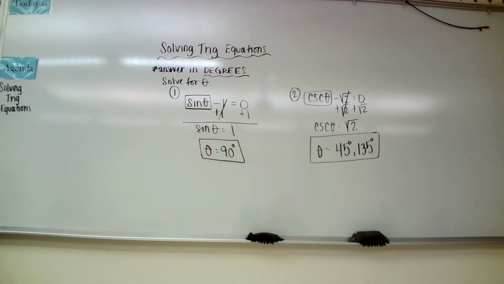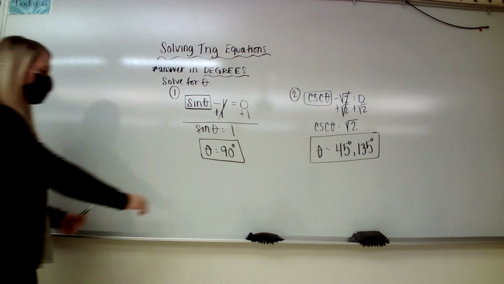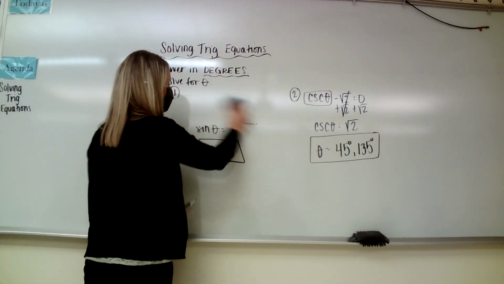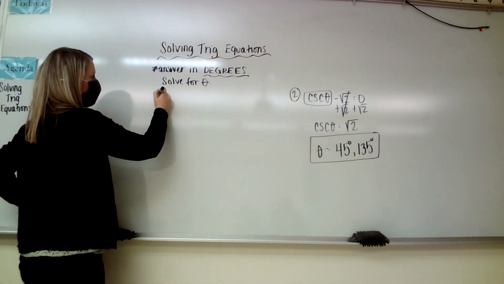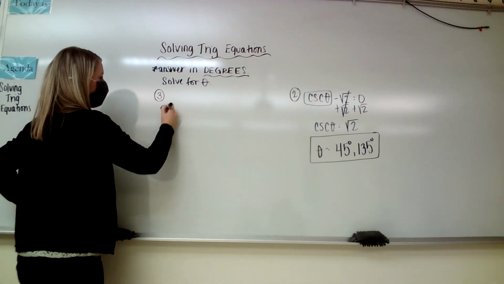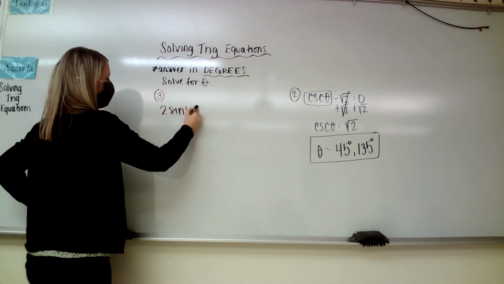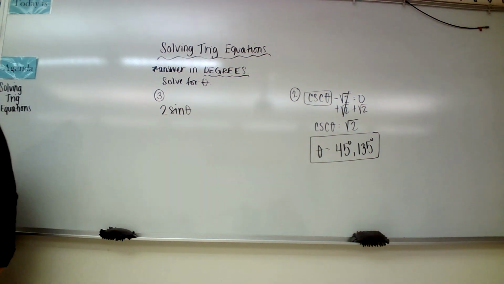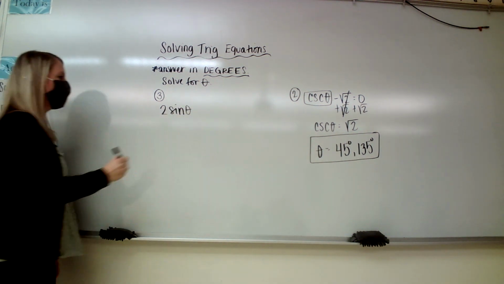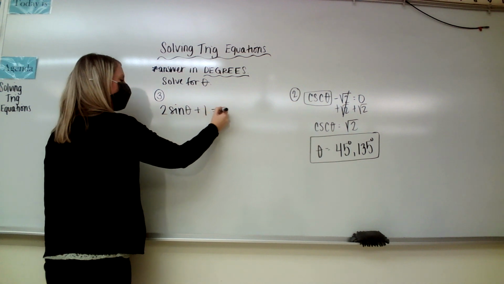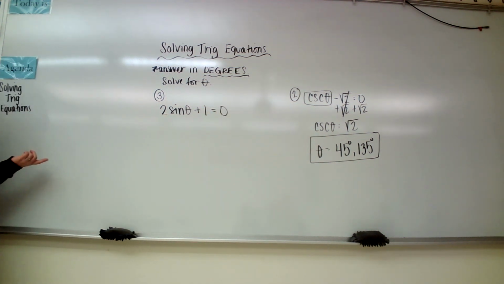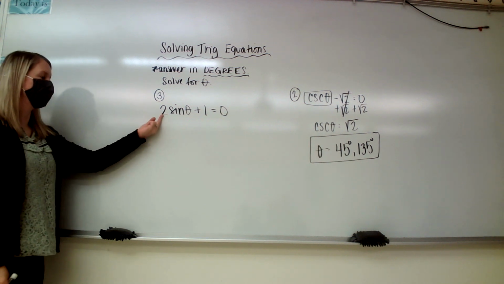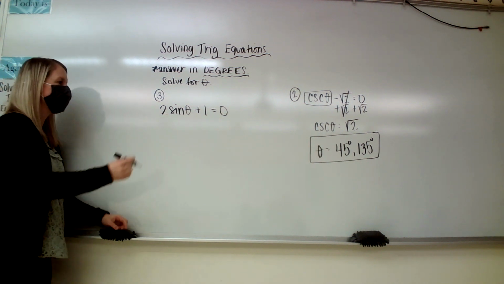So let's see this one: 2 sin theta plus 1 equals 0. I just have to work my way back and forth so that people at home can see everything. Looks pretty similar. The difference is this one does have a coefficient in front of the sine, which is fine. We can take care of that.